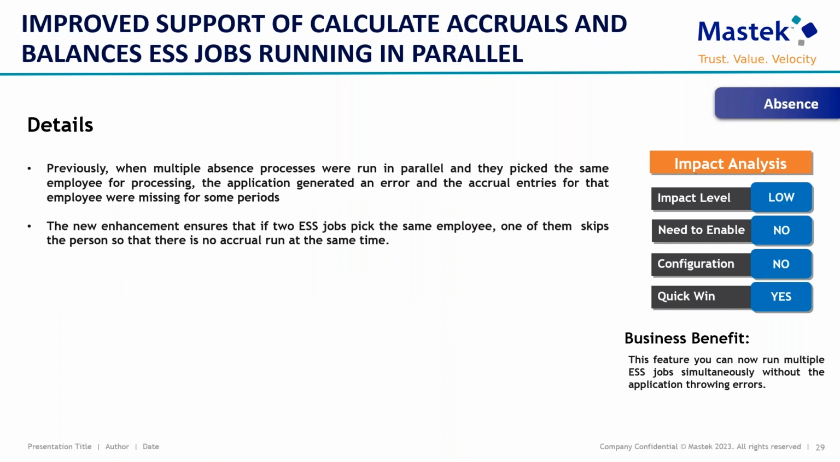The next feature is improved support of calculate accruals and balance ESS job running in parallel. This particular feature allows the system to identify in the background if there is any employee for whom the system is trying to run the process at the same time. Previously, the system used to throw an error at the time of collision of two accrual balancing processes. But now, using this enhancement, Oracle will be able to skip the employee as part of one of the processes, and it will process that employee as part of the other process successfully without any errors.